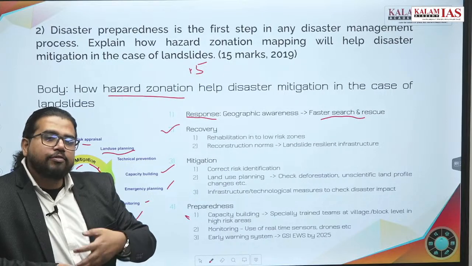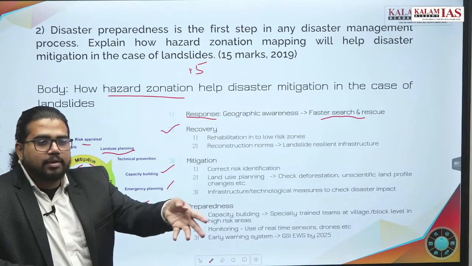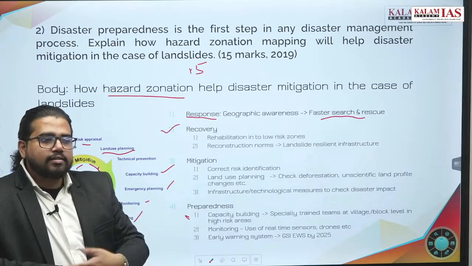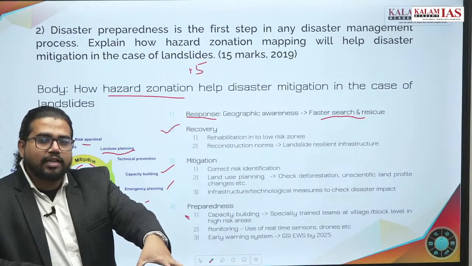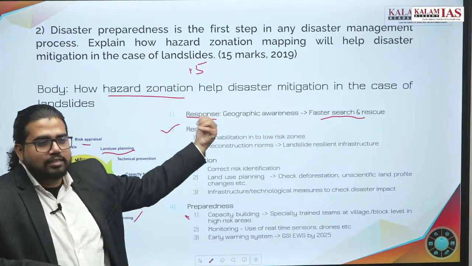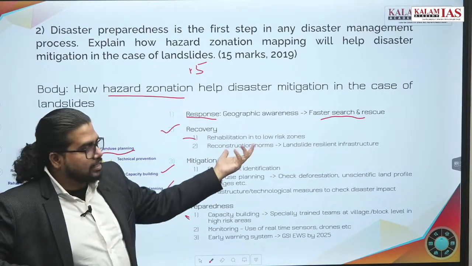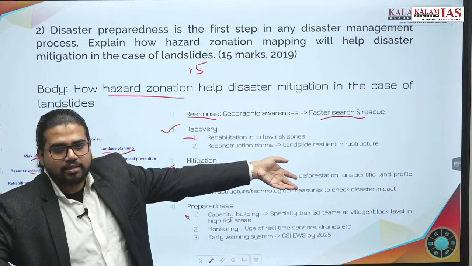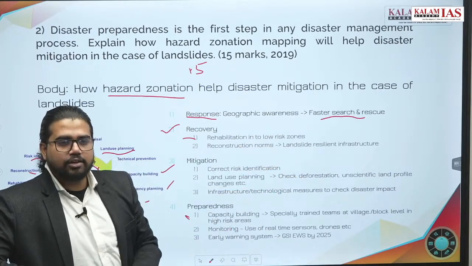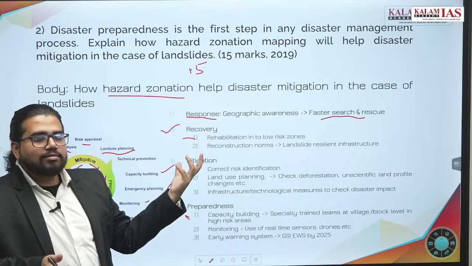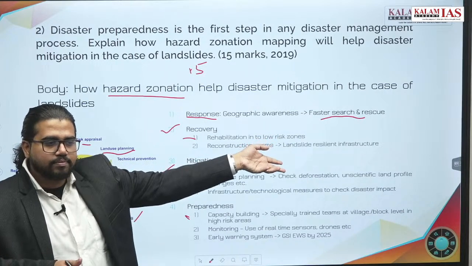Rehabilitation. If you are rehabilitating people to the same vulnerable region, and you have to rehabilitate again, then that's a mess up. And how do you know this is a high risk zone area? Through some kind of hazard zonation. What else? Reconstruction. The same is applicable for infrastructure. You need to build infrastructure that can either withstand this kind of disaster to some extent, or at least not make the area more vulnerable to disasters like this.